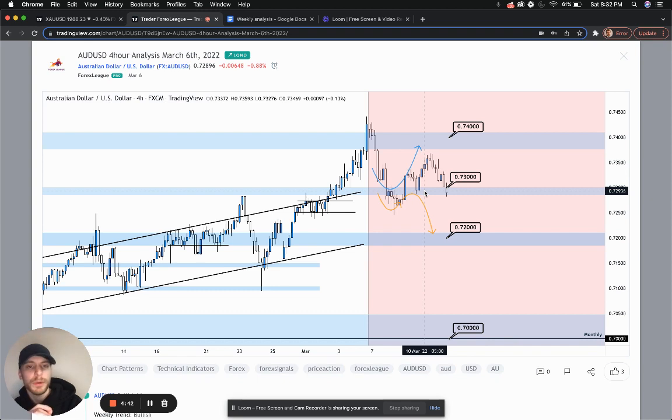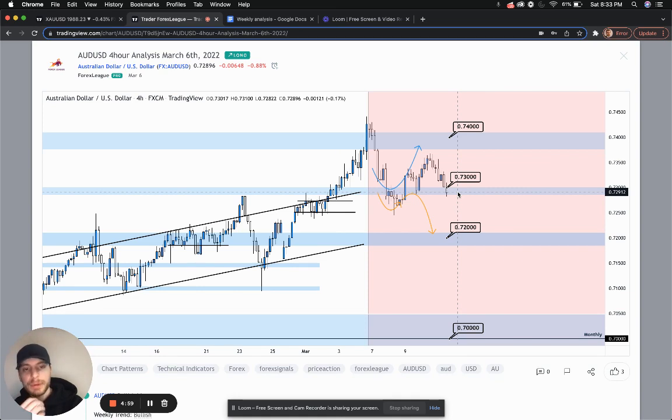I'll be looking for bullish reactions off this level. But as always, I'm going to include 2 trade scenarios tomorrow when I reanalyze this. They'll be somewhat similar, but we'll be looking for, again, bullish reactions off 0.73, or if it breaks, a lower high below 0.73. So we'll see.